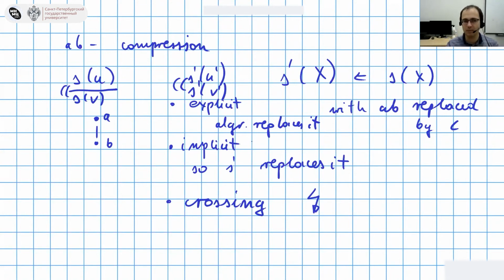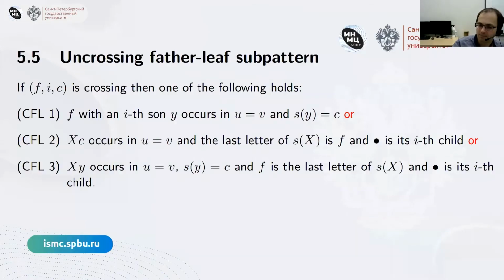Okay, and the argument for all other types of compression is the same. This doesn't really depend on what we compress, it is just on the fact that we assume there are no crossing occurrences, which means that each one is either explicit or implicit. So we could perform those subpattern compressions when something is non-crossing, but the problem is that usually something is crossing. So what we want to do is to uncross it.